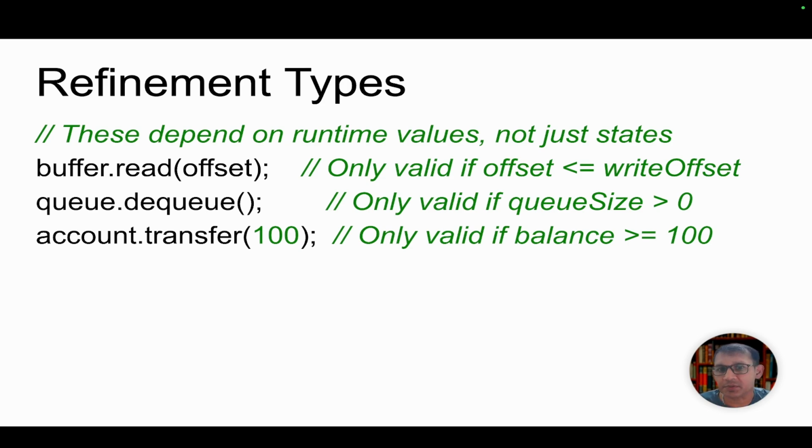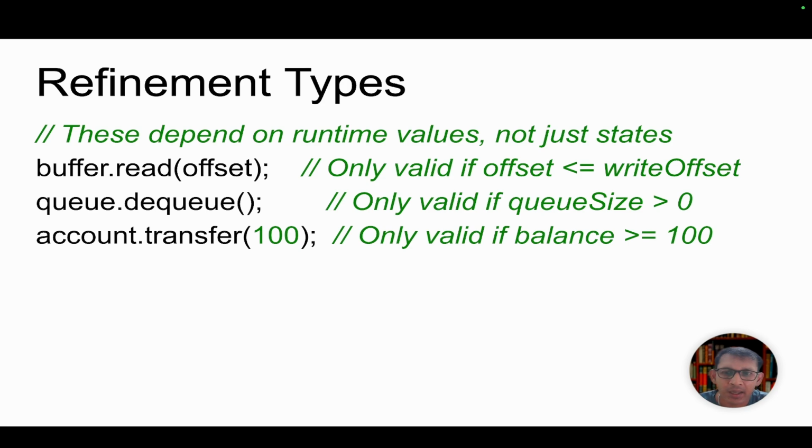Refinement types extend the type system with logical predicates. Instead of just saying this parameter is an integer, we can say this parameter is an integer greater than 0 and less than the current write position. The type system has enough information to verify at compile time that the protocol constraints are satisfied.